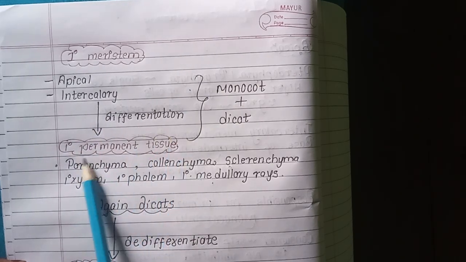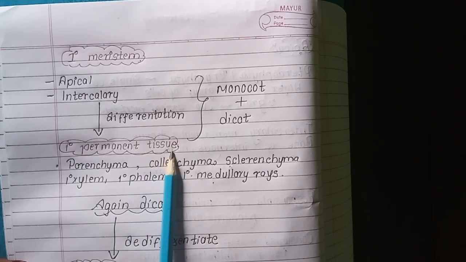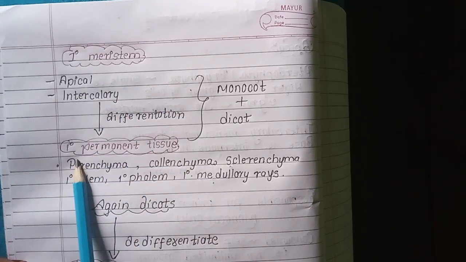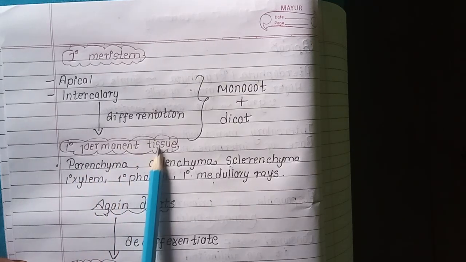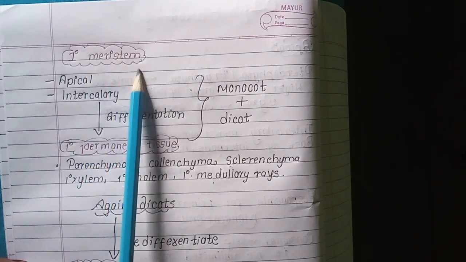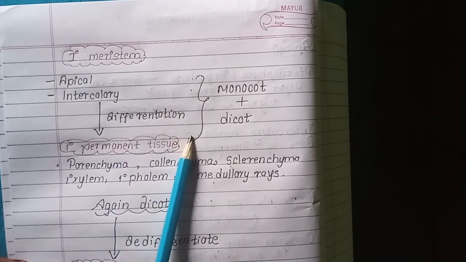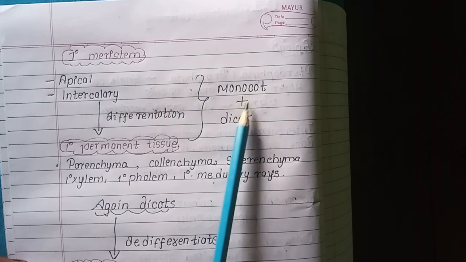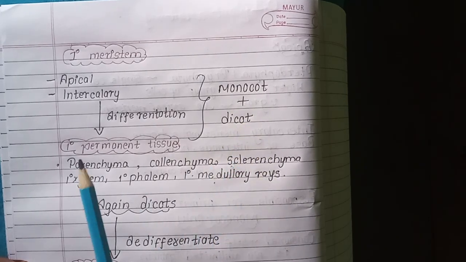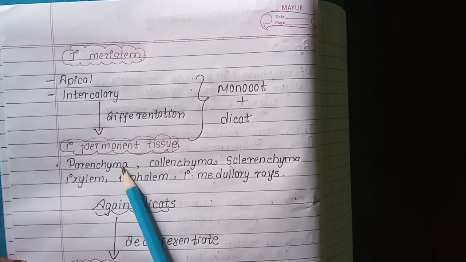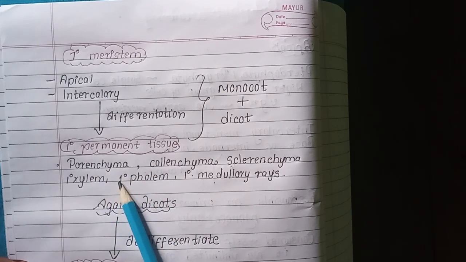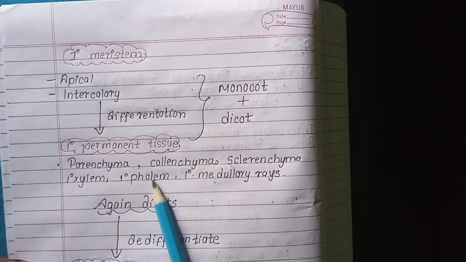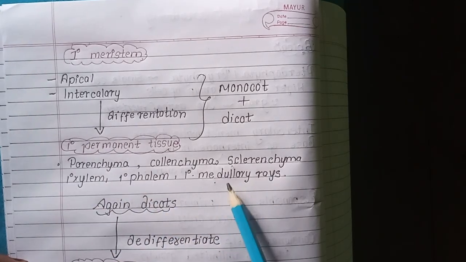Differentiation and form primary permanent tissue. Primary meristem after differentiation forms primary permanent tissue. This happens in both monocot and dicot. In primary permanent tissue, parenchyma, collenchyma, sclerenchyma, primary xylem, primary phloem, and primary medullary rays come.